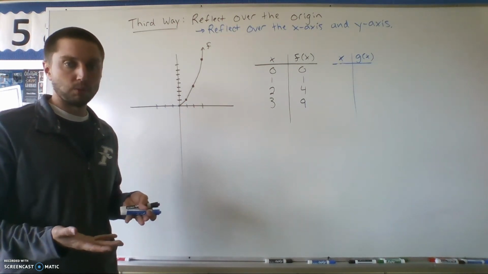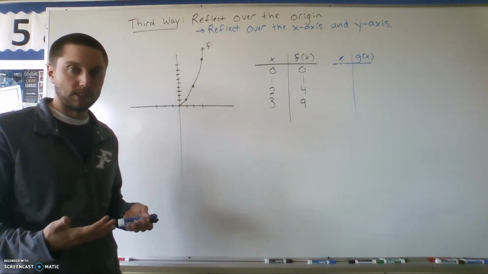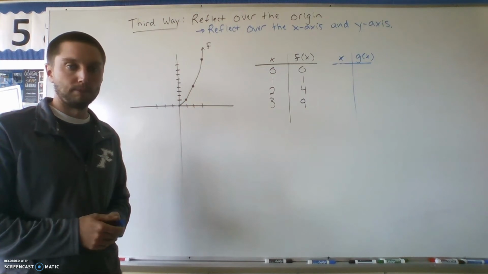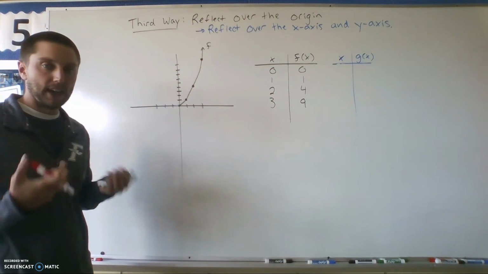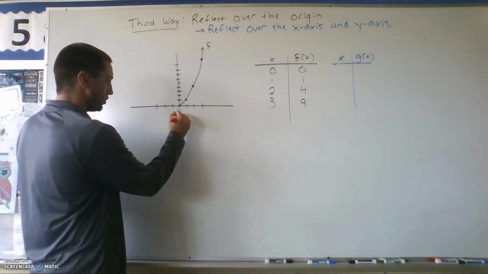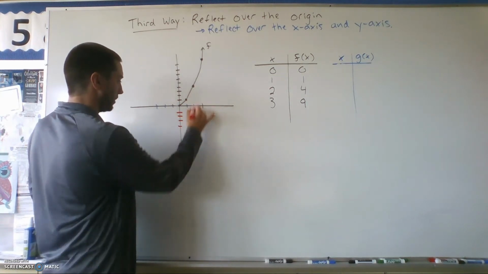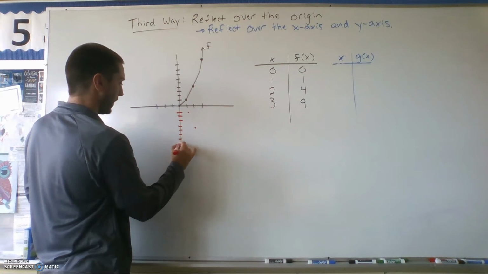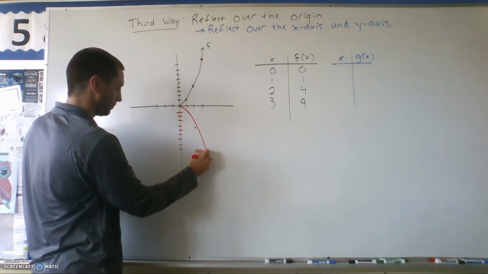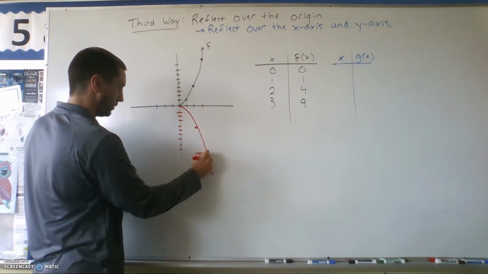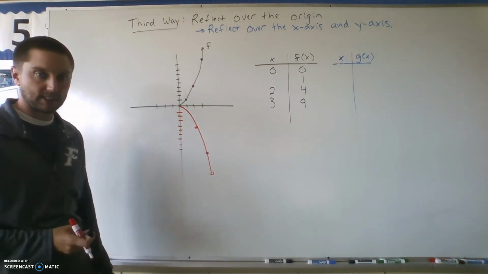Now, we have a rule for this one as well, but instead of telling you the rule first, I'm going to show you what the graph looks like and see if we can come up with the rule again. Okay, so I'm going to start by reflecting this graph over the x-axis first. Now, if you want to, just to prove it to yourself, you can reflect over the y-axis first, and we're going to end up with the same graph. Okay, so there's my red graph. You can see this is a reflection over the x-axis.